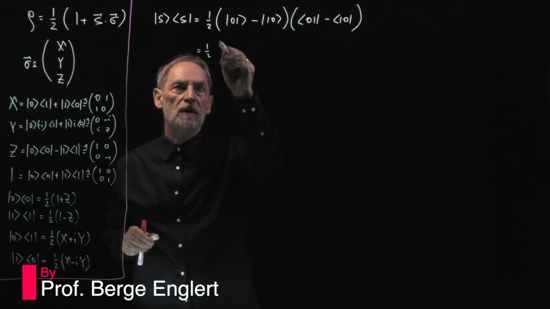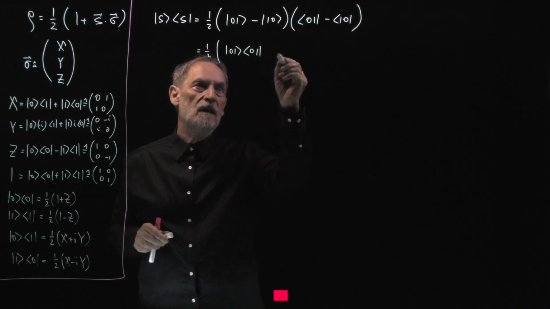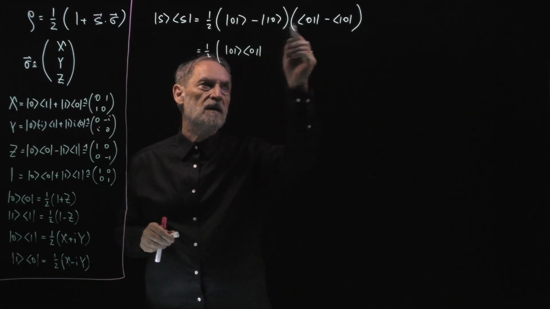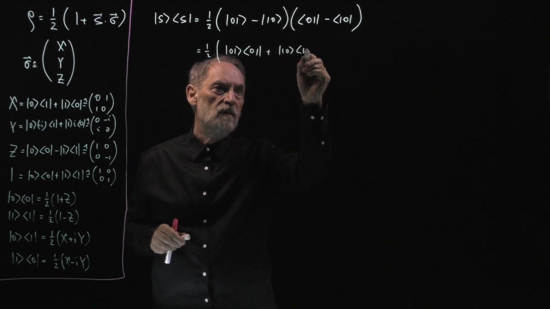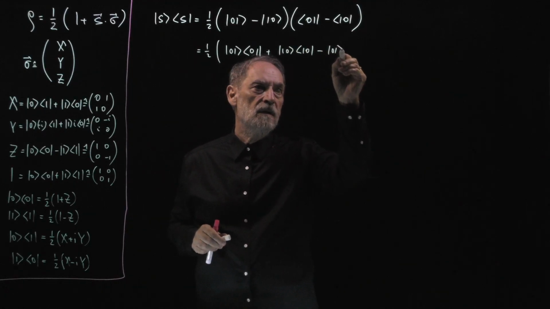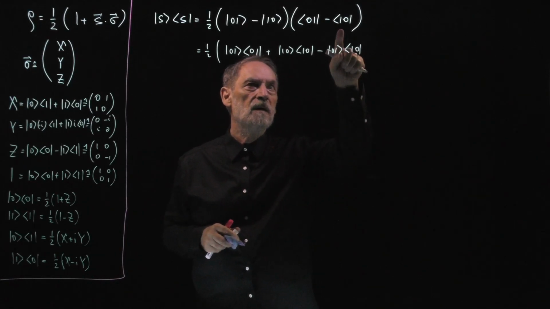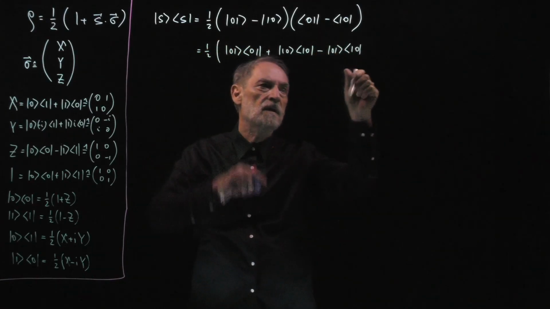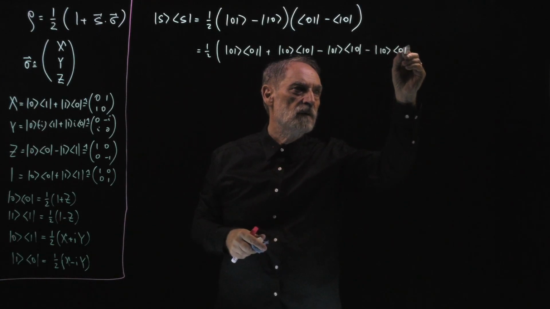There's the first one, which is the 0, 1 ket with the 0, 1 bra. Then the second one, that's the 1, 0 ket and the 1, 0 bra. And then we have the 0, 1 ket with the 1, 0 bra, which is this product. And finally, we have the 1, 0 ket with the 0, 1 bra.